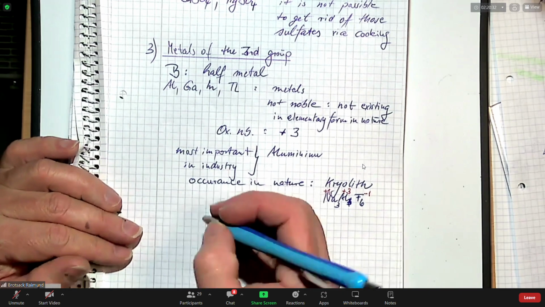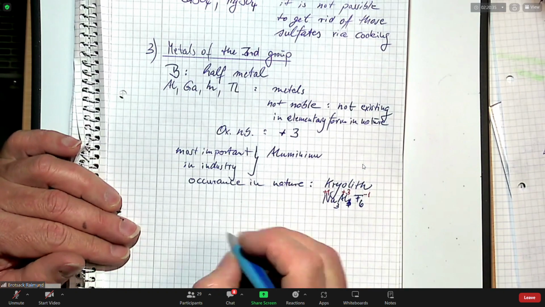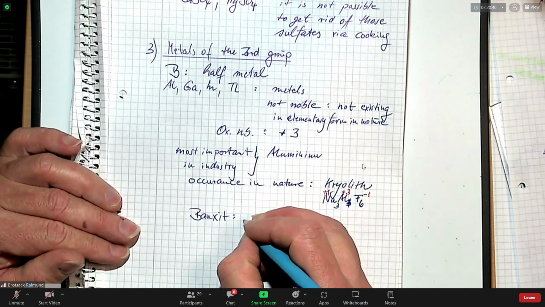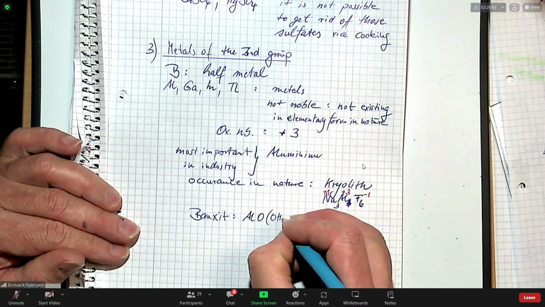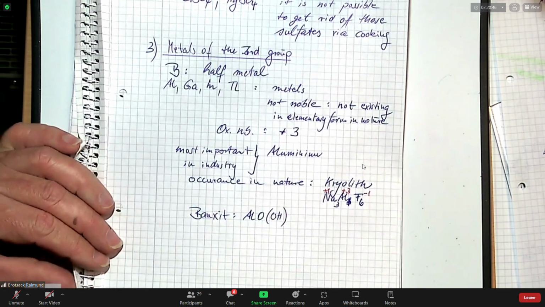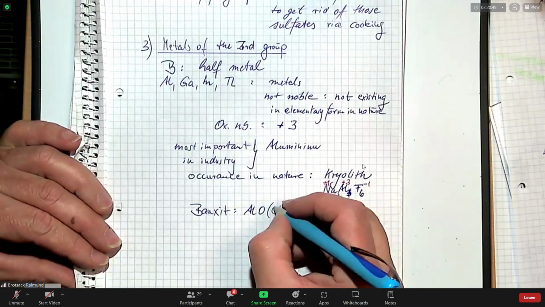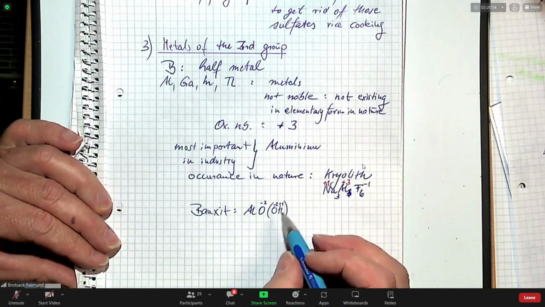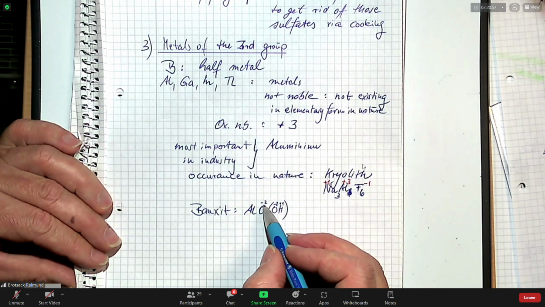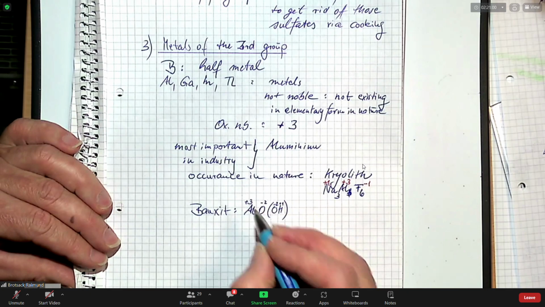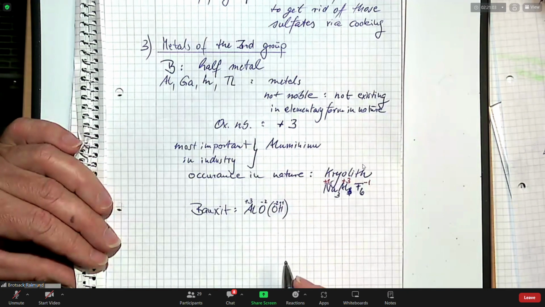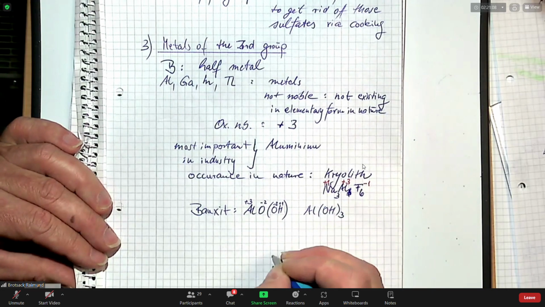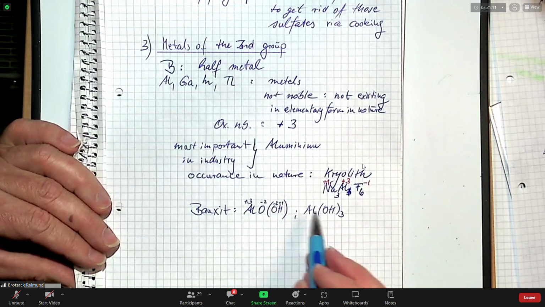Others in nature is bauxite. Here the formula is AlOOH, aluminium oxide hydroxide. Again, here -2, +1, -2. So here -1 remaining, -2, +3. Bauxite. And even Al(OH)3 sometimes is a mixture of the oxide hydroxide and the hydroxide itself.